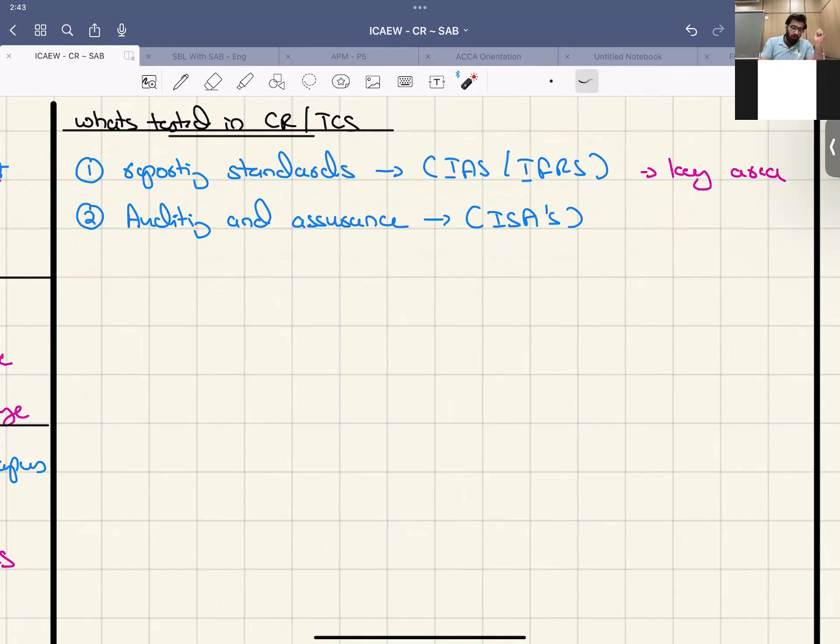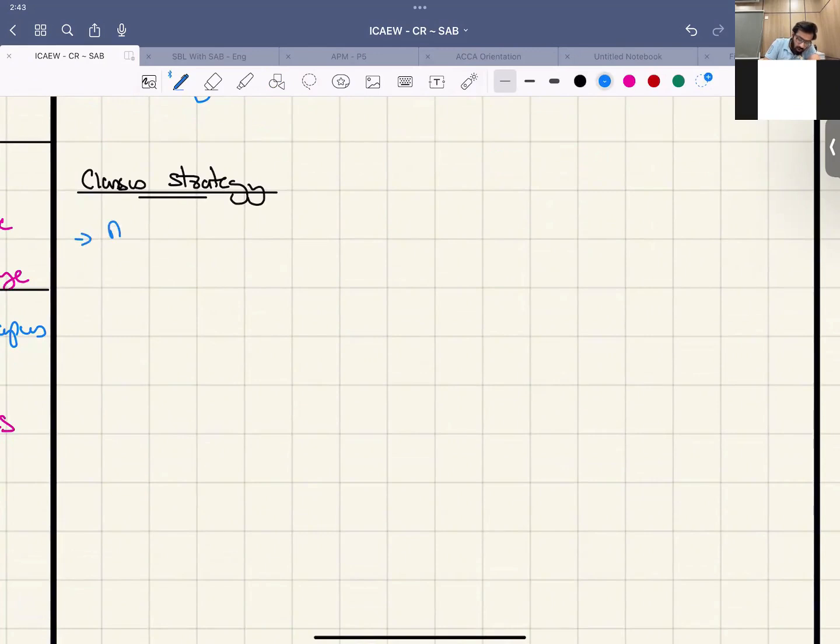So the strategy for the maximum of the classes would be that we have to cover all accounting and reporting standards first, right? So this is how CR would go. First, we have to cover all the accounting and reporting standards. That's the first thing. The second thing is that once all the accounting and reporting standards have been covered, then what we have to do, guys?